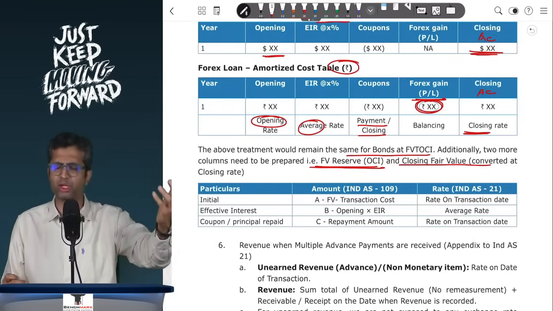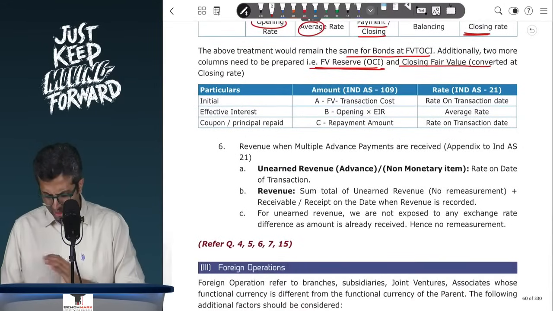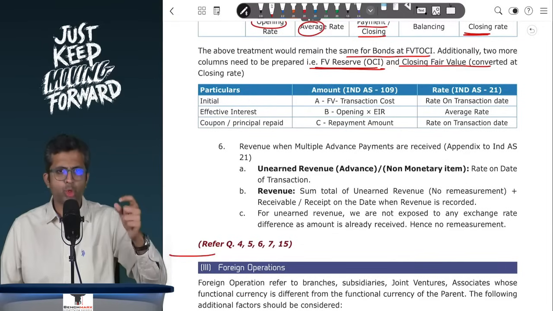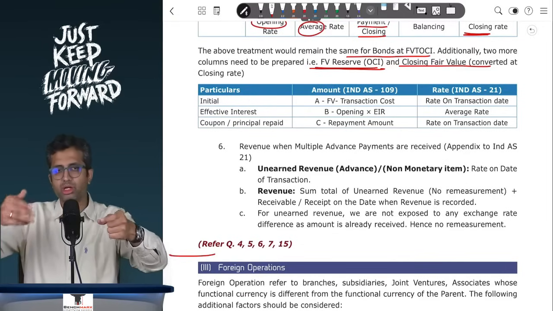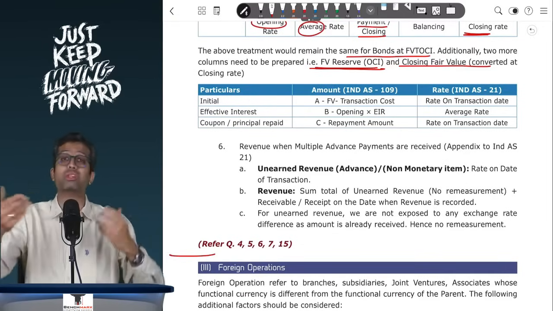That is, if it is a fair value gain or loss, it will go to the fair value reserve as a part of OCI. And the last part, before you go to the foreign operations section, is what if revenue is against goods which are going to be delivered in the future, but we are going to receive advances.